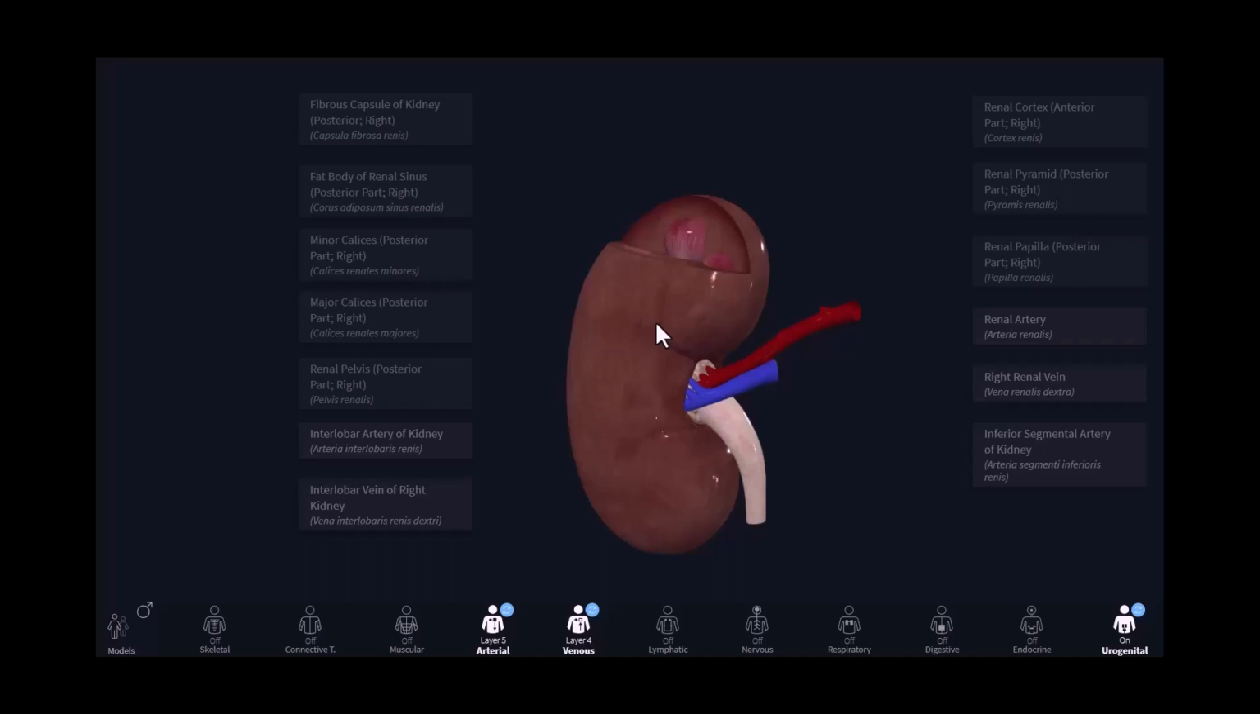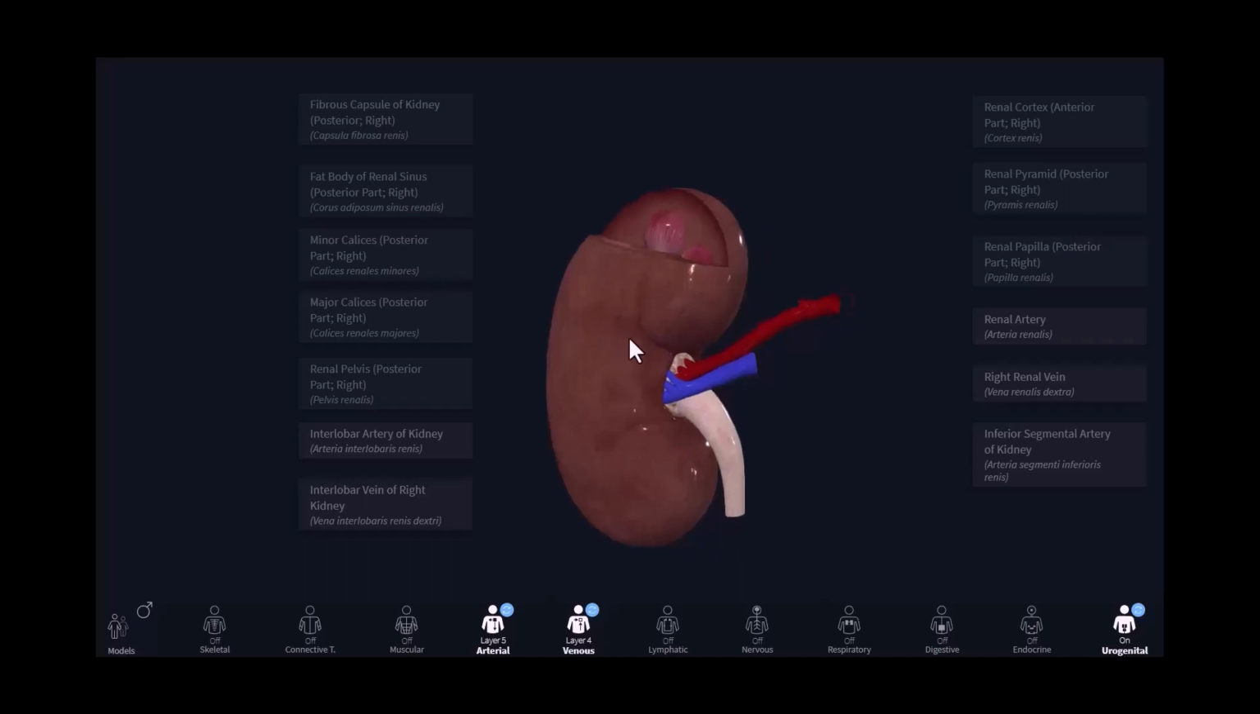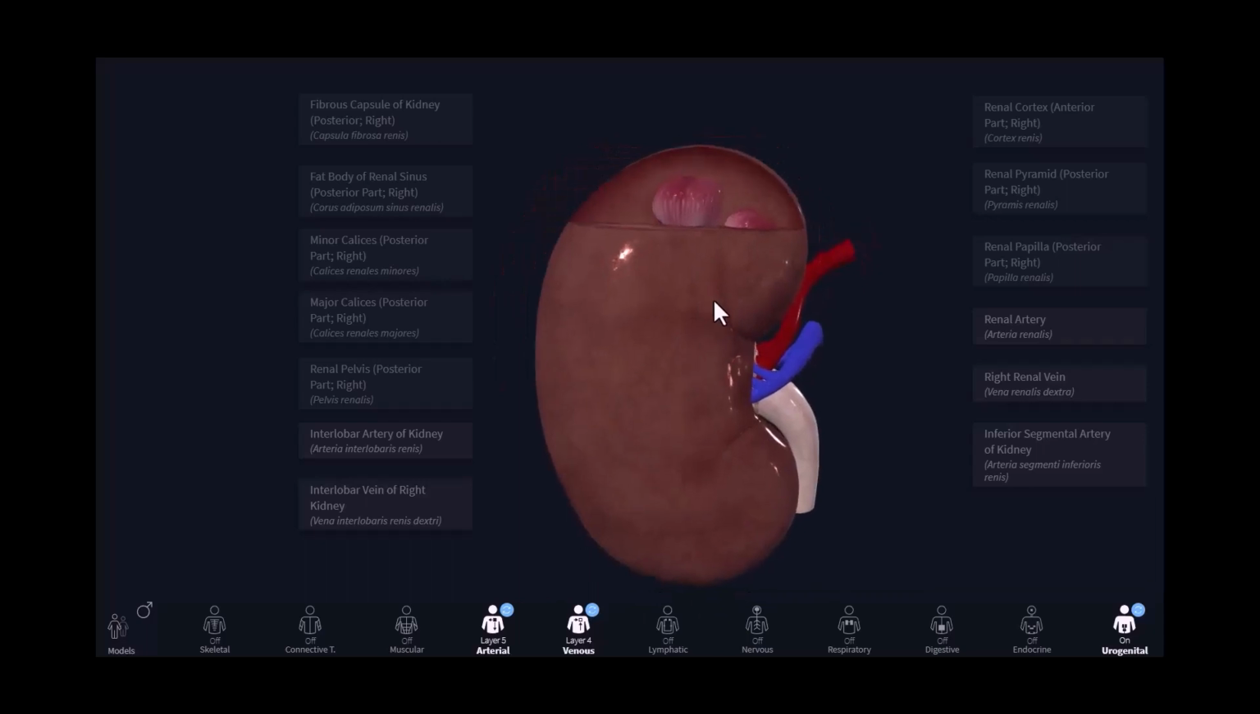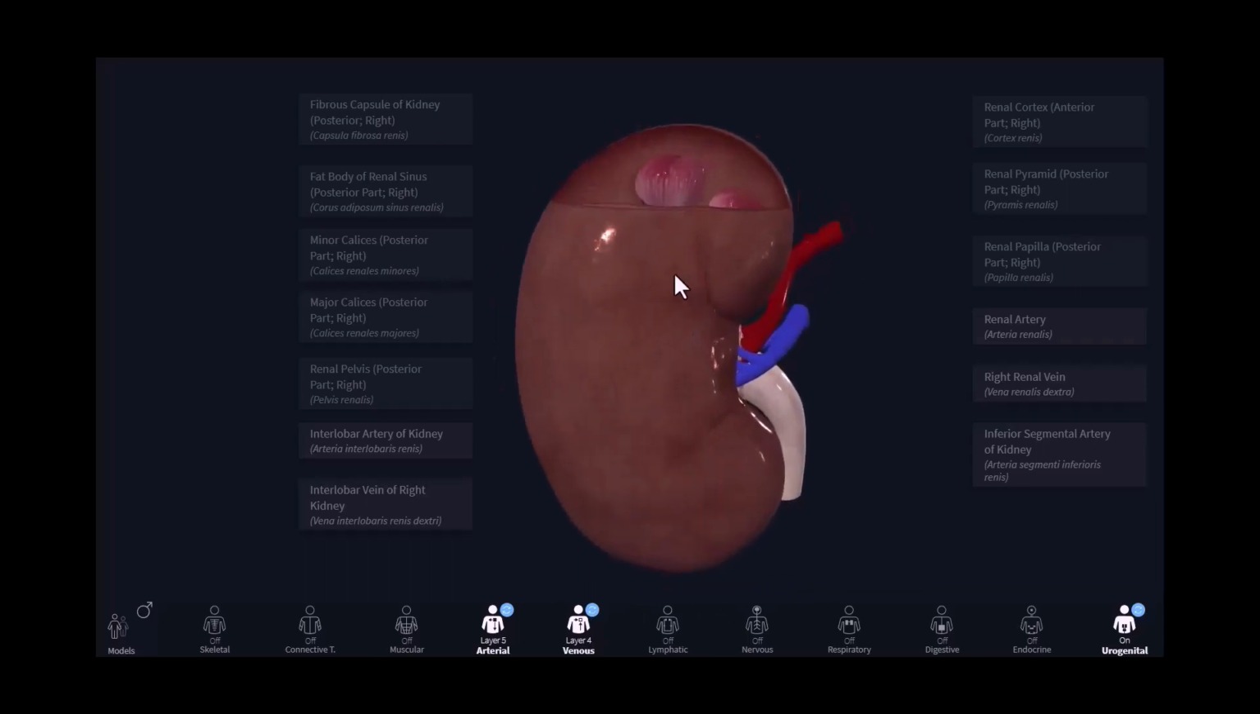Well, that filtrate is reabsorbed into the blood, and we are able to reabsorb vitamins, ions, and certain carbohydrates through the usage of the kidneys. And so today we're going to be learning about how the kidney is formed, how it's shaped, and the anatomy of the kidney.